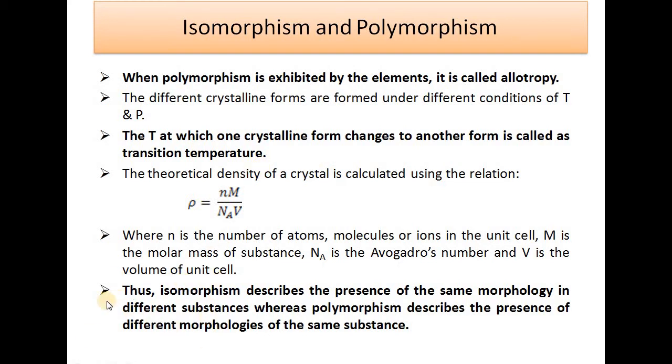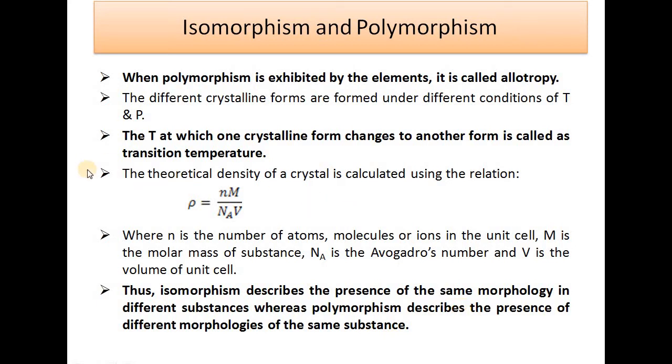So how can we summarize this? In case of isomorphism, it is describing the presence of the same morphology in different substances. Whereas in case of polymorphism, it is describing the presence of different morphologies of the same substance. So when different substances are showing the same morphology, we call it isomorphism. When the same substance is showing different morphologies, we call it polymorphism.